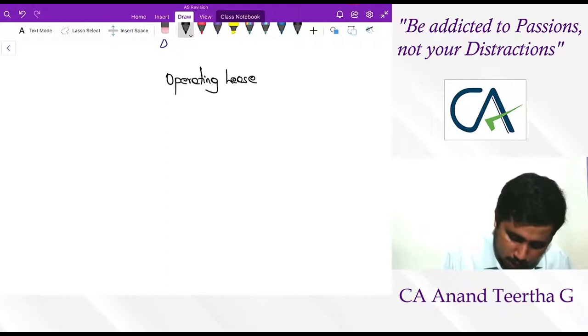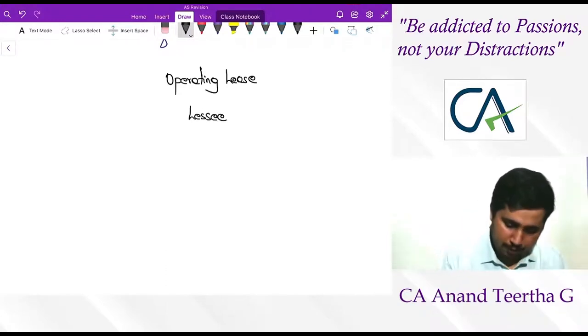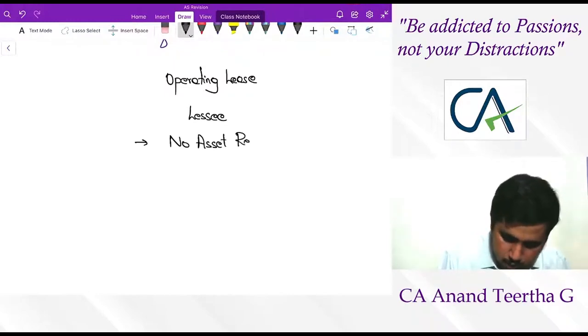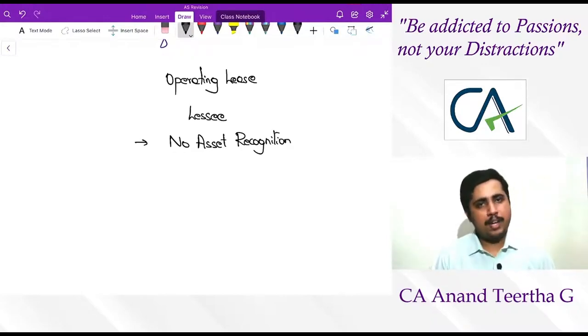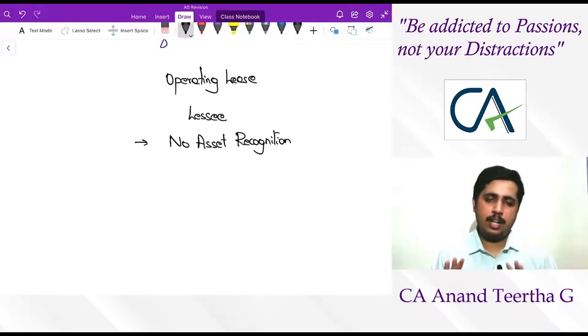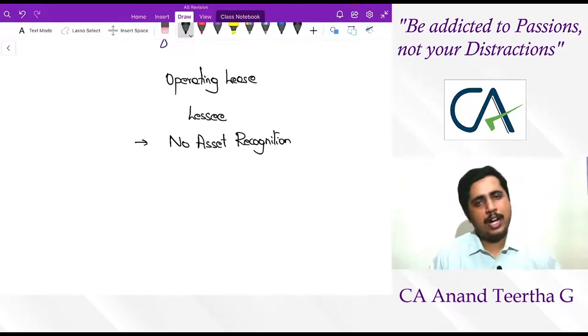It's a normal thing what happens. So when it comes to operating lease from the lessee point of view, first, no asset recognition. Substance over form does not apply in operating lease. Why? Because substantial risk and reward is not transferred. So the lessor is the financial benefit holder also. He is the legal owner as well as the financial benefit owner. Therefore, the asset will be shown in the lessor's books itself. Here it is not supposed to come.